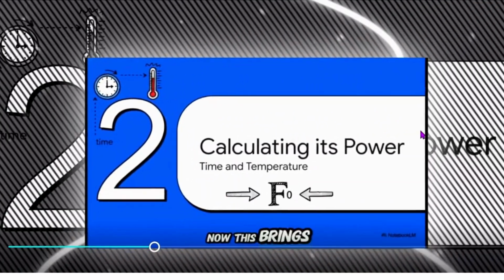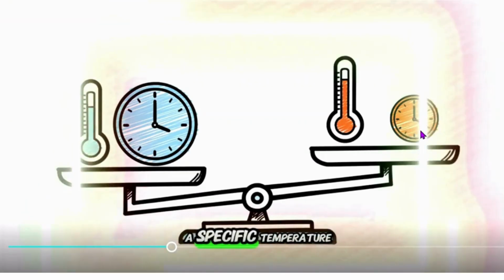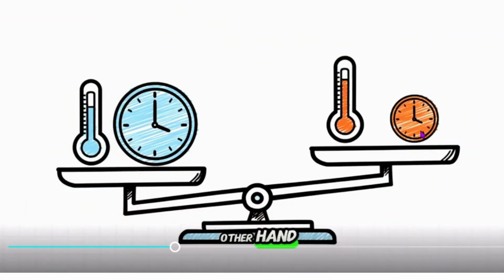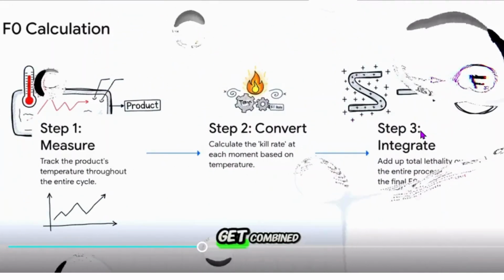So if F0 measures the total power of the process, how in the world is that power actually calculated? Let's take a look at how time and temperature get combined to create that all-important final F0 number. This really gets to the heart of the principle. It's an exponential trade-off. Seriously, just a few degrees makes a massive difference. Trying to achieve your target F0 at, say, 115 degrees Celsius is going to take way, way longer than at the benchmark of 121. The goal is always the same, though, to deliver that same total cumulative dose of lethal heat.